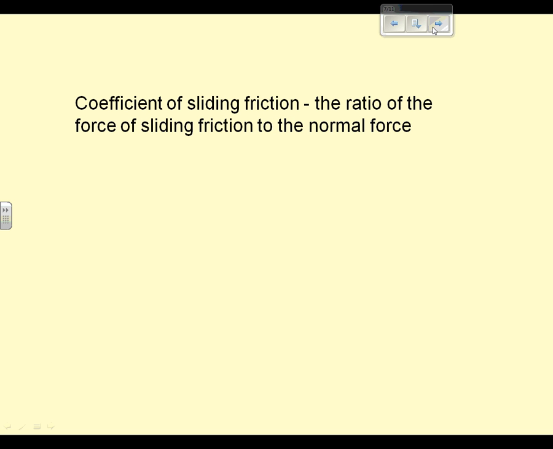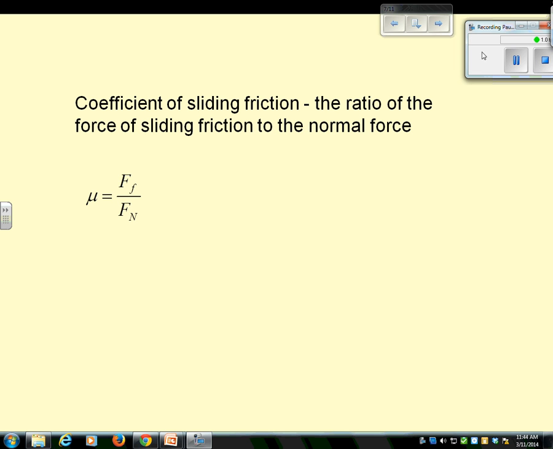So this magical friction number, I think we talked about it in grade 11, did we? Did we talk about the coefficient of friction? I think so. I always forget. Coefficient of sliding friction is the ratio of the force of the sliding friction to the normal force. And the formula, if we were to put it on the wall, would be mu equals Ff over Fn. It's the Greek letter M, and it's spelled MU. And it's a U with a tail on the front.